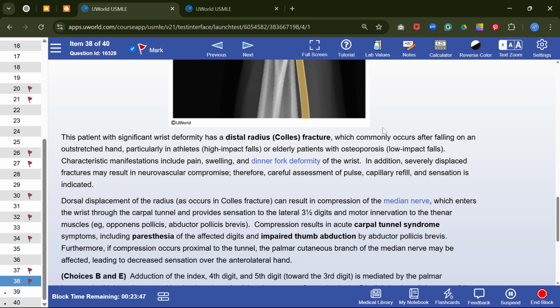Furthermore, if compression occurs proximal to the tunnel, the palmar cutaneous branch of the median nerve may be affected, leading to decreased sensation over the anterolateral hand.